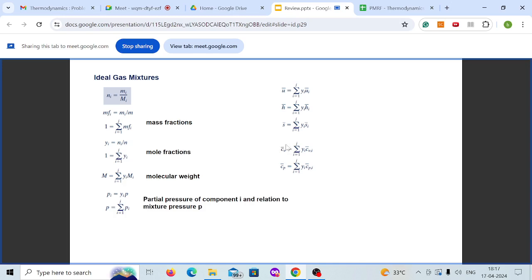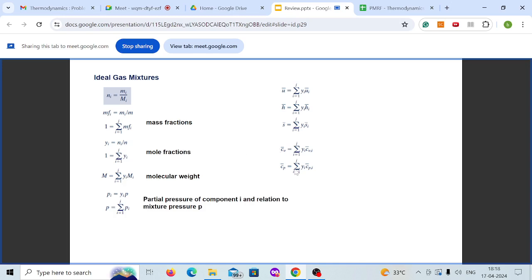Cv, the specific heat at constant volume, is again a summation of yi times Cv of that component, and Cp is the summation of the mole fraction of that component times Cp of that component. And if you want to find gamma, you cannot do a summation of yi times gamma. You have to find Cp and Cv of the mixture separately, and then Cp of the mixture divided by Cv of the mixture will give you the gamma of the mixture.